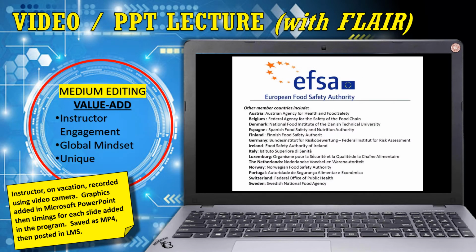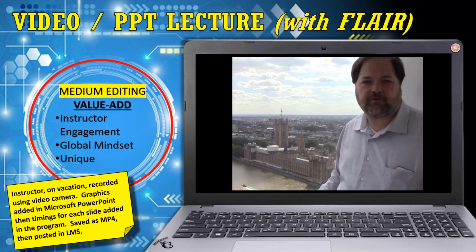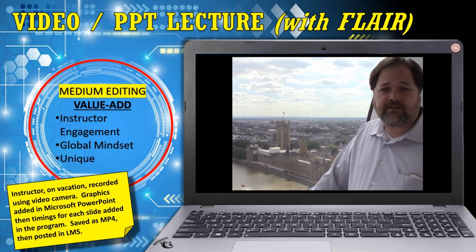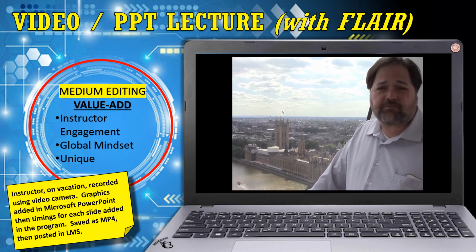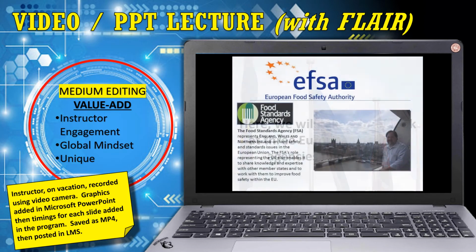Here is a list of the actual members, the member countries of the European Food Safety Authority. So how do we get alignment of policy to look over the food safety not only of England and the UK, but also the 28 members of the European Union? Let's go more into depth with 3 European nations agencies under the European Food Safety Authority. First, we want to take a look at Food Standards Agency, which represents England, Wales, and North Ireland on food safety and standard issues in the European Union.